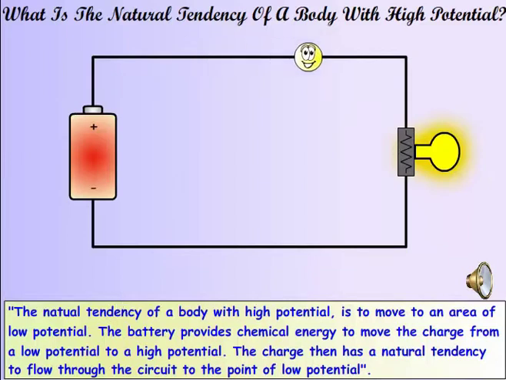The natural tendency of a body is to move from an area of higher potential to an area of lower potential. The battery provides the chemical energy to move the charge from a lower potential to a higher potential. The charge then has the tendency to flow through the circuit to the point of lower potential.